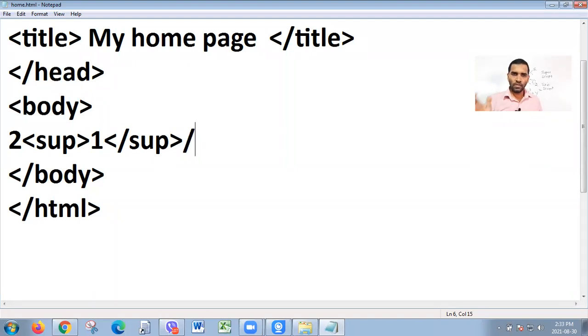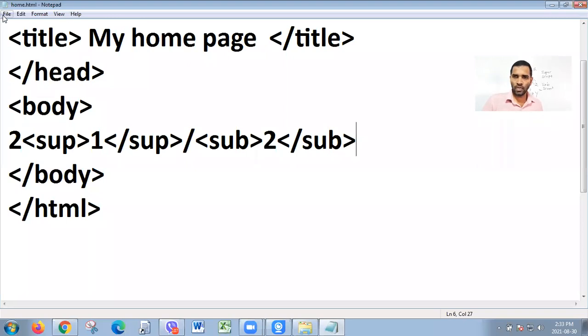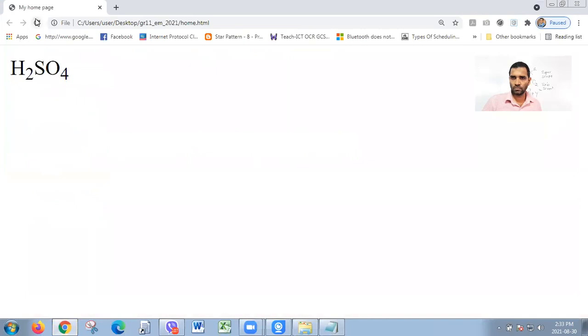Then the 2 should be shown a little below. So again, you have to start another tag, SUB, right? Subscript. Then 2. Now close the SUB. Okay, I will display the output. After that, we can compare the output and the coding. So let's save our work and refresh.